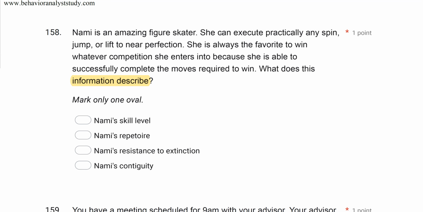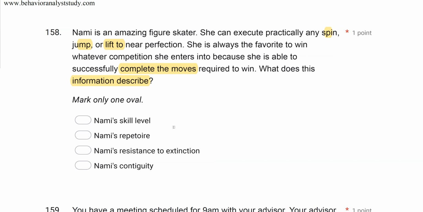We have Nami, who's this amazing figure skater. She can execute these spins. She can execute jumps. She can execute lifts. She has all these moves, all these different things she can engage in, all these different responses. She's always the favorite to win whatever competition she enters into because she can complete the moves required to win. Now, when you're describing things on your exam, we have to stay conceptually systematic. We need to use behavior analytic ideas. So, what does the information describe?